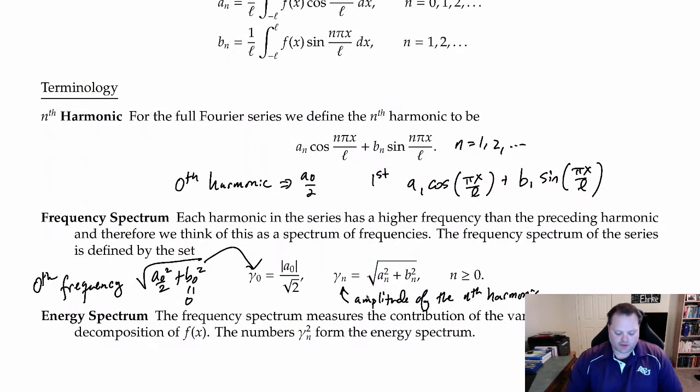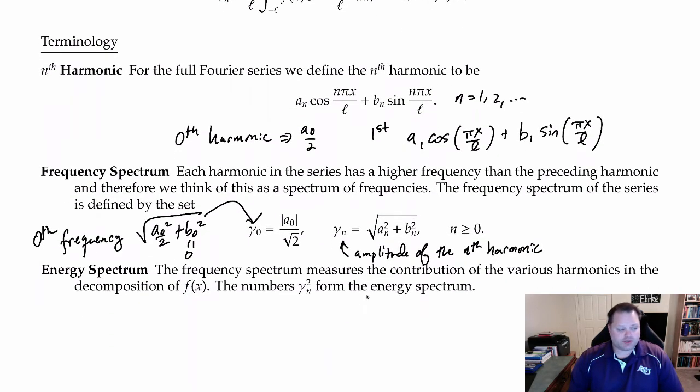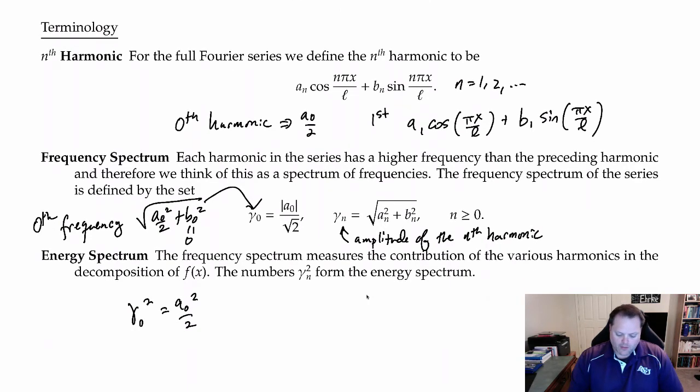But it's part of what's called the frequency spectrum. And then you have what's called the energy spectrum, which is simply just these values squared. For instance, gamma naught squared would be a naught squared over 2. And then gamma n squared would be an squared plus bn squared. We're definitely going to remember that one for later.